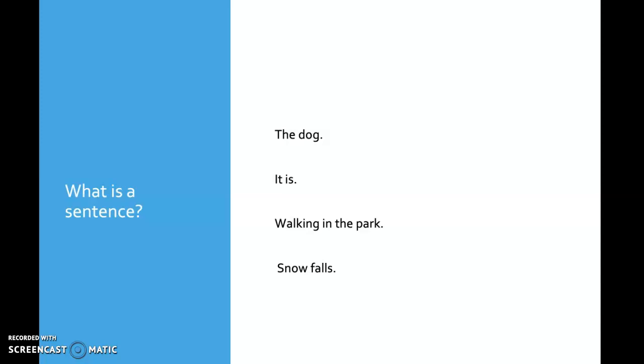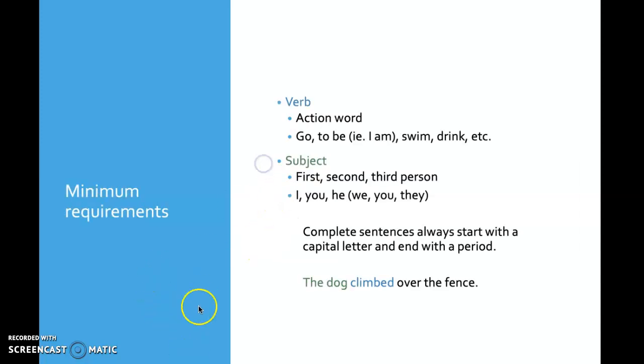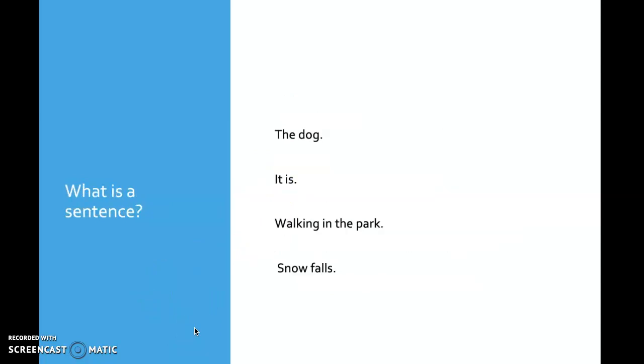Now, we have some examples on the screen, and just take a moment to test yourself. Which of these two lines are complete sentences? Which ones are complete? Which ones have subjects and verbs? Okay. It is and snow falls. Both of those have subjects and verbs.